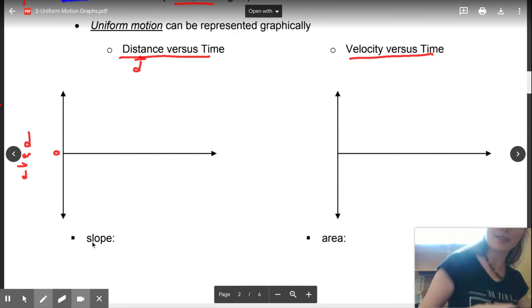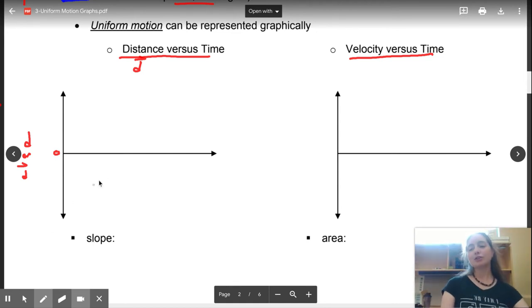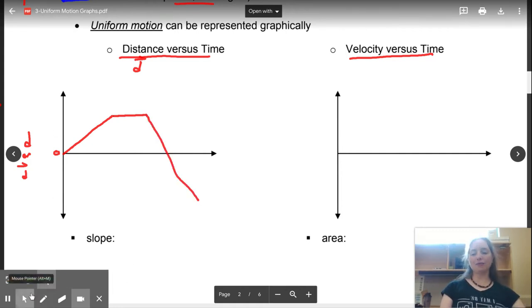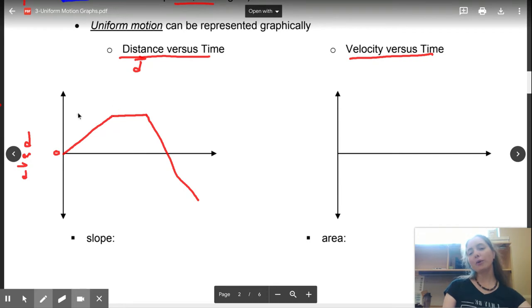All right? Okay. So we can have motion that could look like this. Okay? Like that. And then like that. Okay. So let's analyze this graph here. And let's look at some of the key points. So, what do we have here?